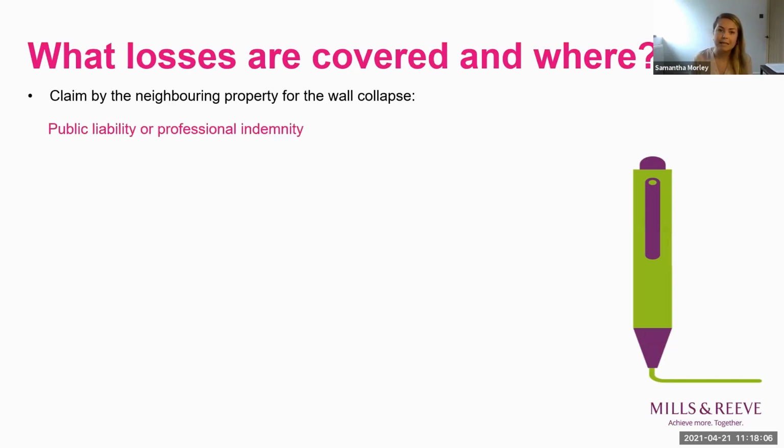However, we would expect in this instance for the neighbouring property owner to first make a claim under its own property insurance, as that would be the easiest route. And then we'd expect their insurer to bring a subrogated claim against either Company A's public or professional liability policy.